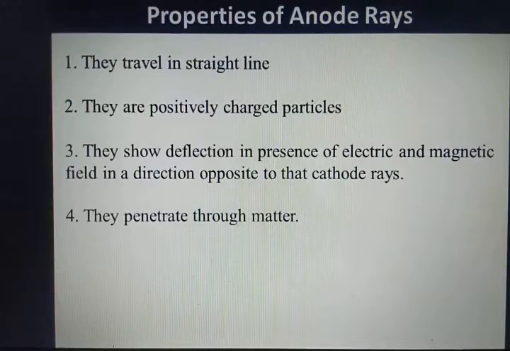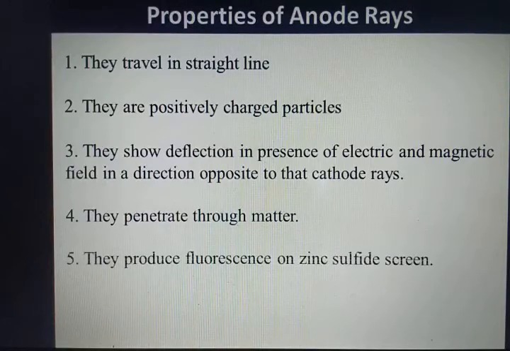Anode rays also penetrate through matter. So the penetrating power is there. The next is anode rays produce fluorescence on a zinc sulfide screen. So anode rays are producing the fluorescence on zinc sulfide.